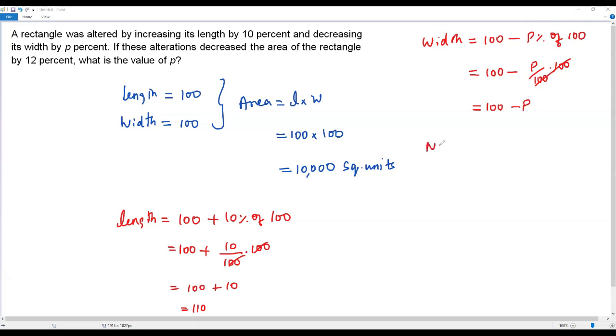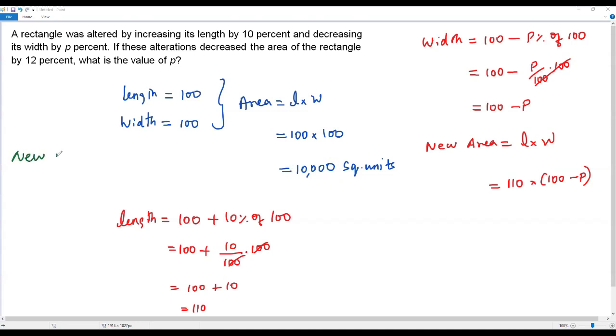Now let's find the new area. So new area is equal to the same formula again, that is length times width. So length is 110 times the width, 100 minus P. Okay, now we have to solve for P. For that, we have to know the new area. When I increase the length by 10% and decrease the width by P%, these alterations decrease the area of the rectangle by 12%. Already we know that the original area is 10,000 square units. So after these two alterations, this original area is decreased by 12%. How do we know that new area?